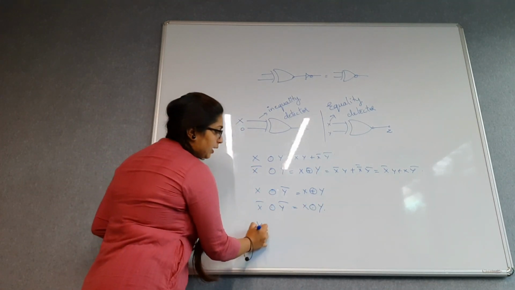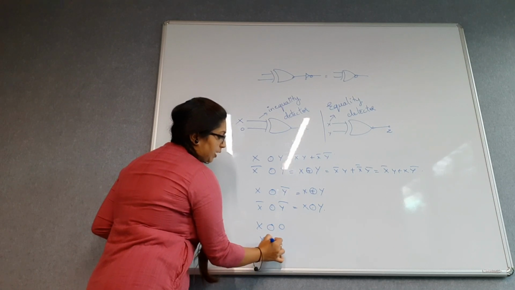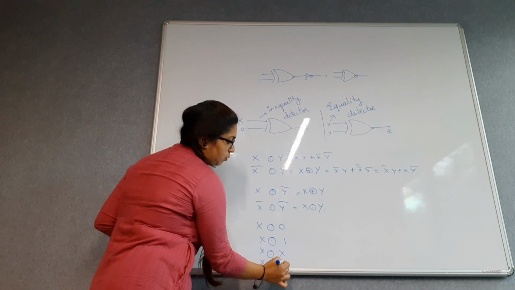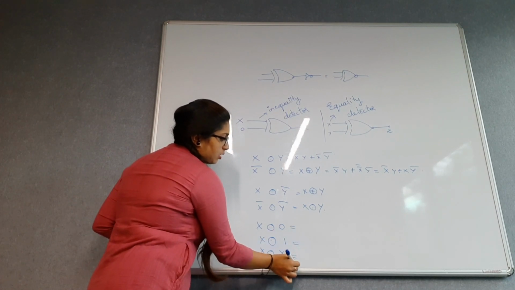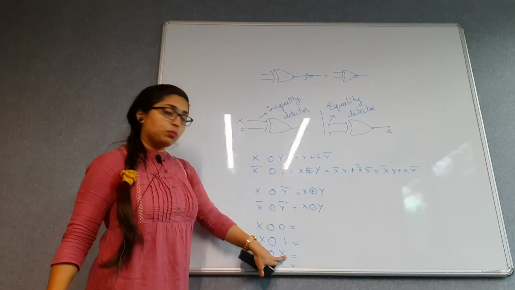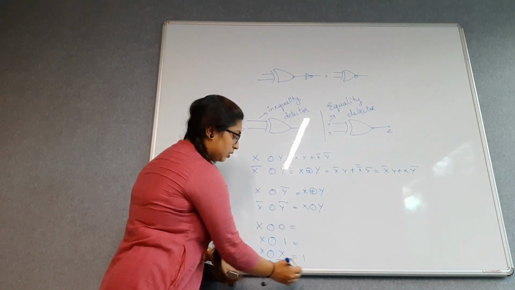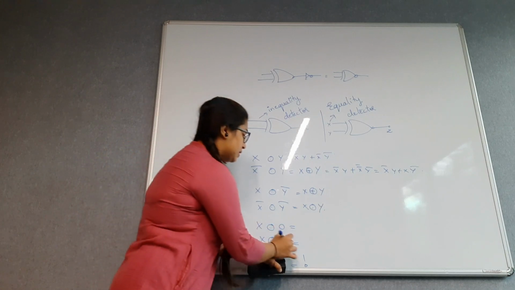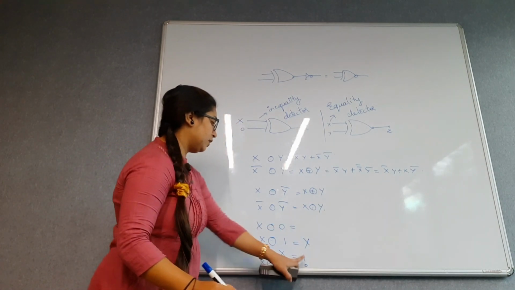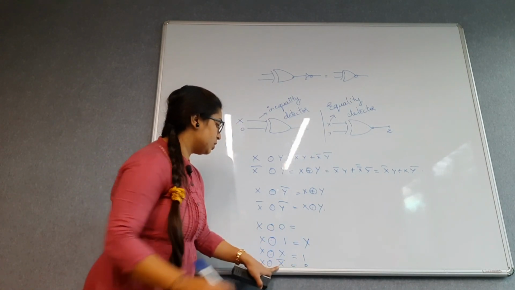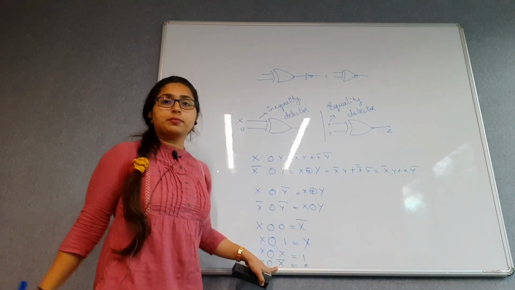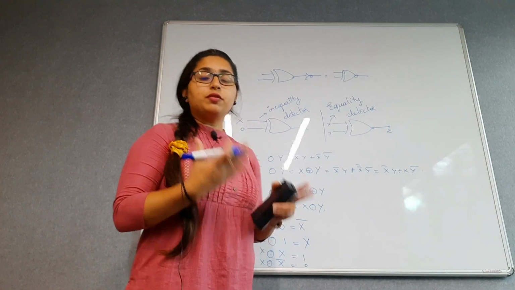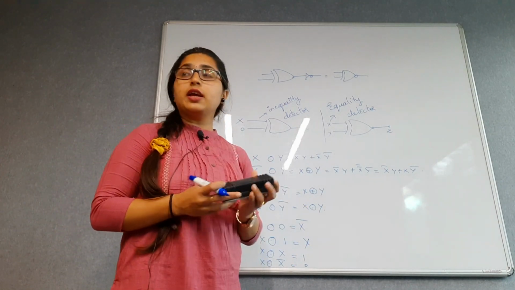Now, if I XNOR with 0, if I XNOR with 1, if I XNOR with X, if I XNOR with X bar, what happens? This you can say, X and X, when both are same, the output will be equal to 1. And when they are complements, it will be equal to 0. So from this I can write X XNOR X is 1, and when it is X XNOR 0, this will be X bar. Okay, so these are some of the important expressions for the XOR and the XNOR gate.